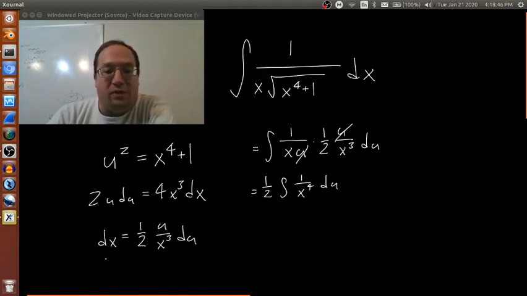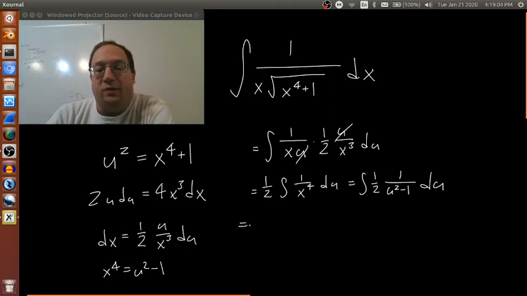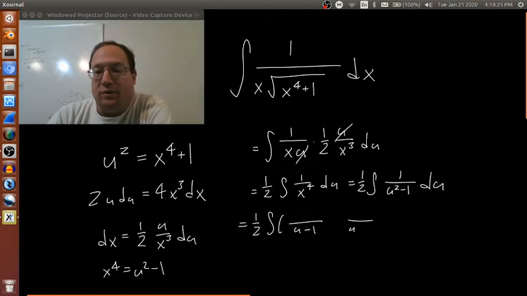Well, right here we can rearrange this and see that x to the fourth equals u squared minus 1. So this is 1/2 times the integral of 1 over u squared minus 1 du. Now we can do this using a partial fractions expansion. Actually, I already pulled the 1/2 out right here. We can do this using a partial fractions expansion, and it's going to be something over u minus 1 and something over u plus 1.